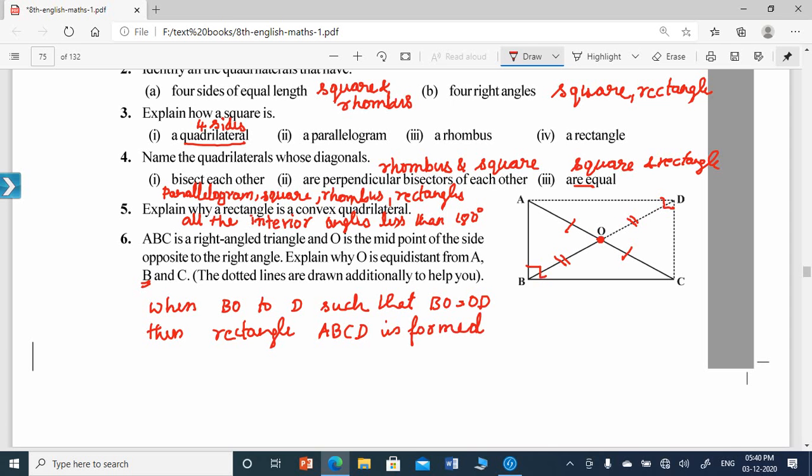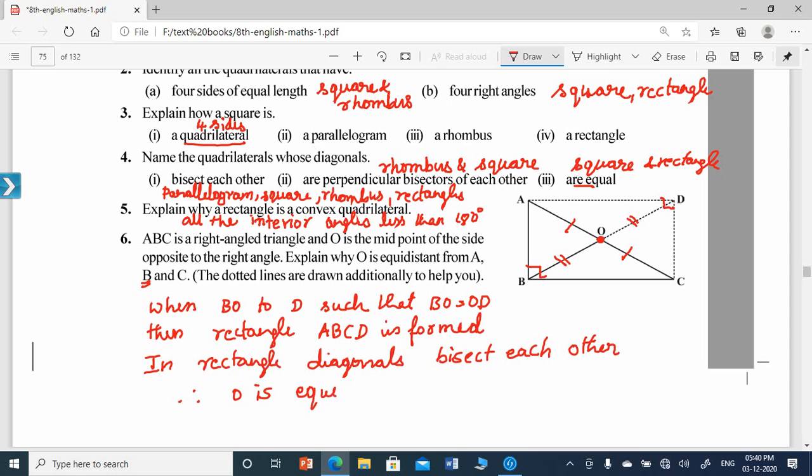In rectangle, diagonals bisect each other. Therefore, O is equidistant from B. O is equidistant from B.